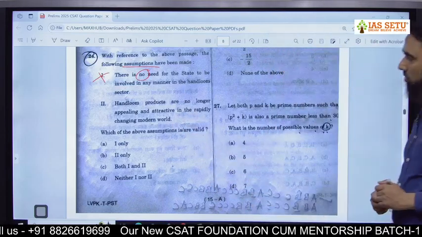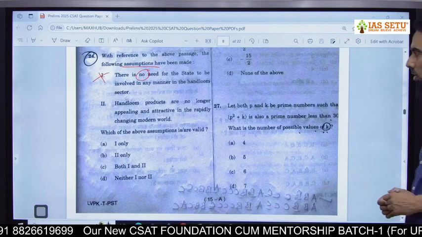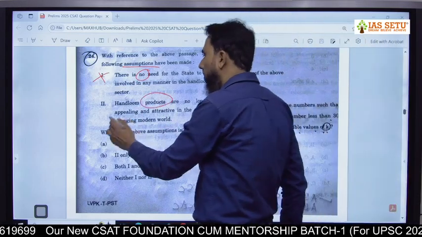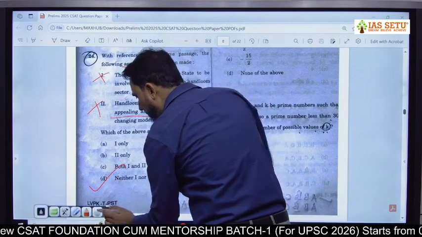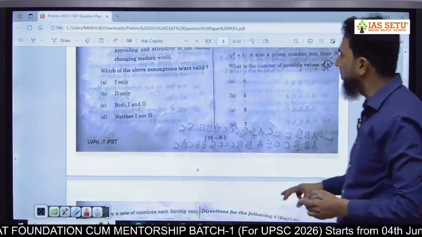Second, handloom products are no longer appealing and attractive. Again, the products are not being discussed and there is no information that they are not attractive or appealing. So D is the right answer. This was a comparatively easy question of assumption.